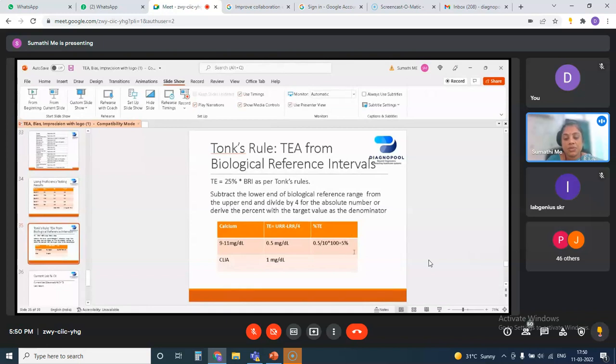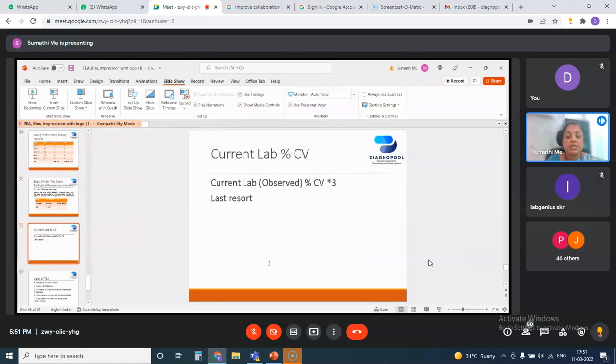So this is 5%. CLIA has defined the acceptable total error for calcium in absolute value as the target value plus or minus 1 milligram per deciliter. So this can be used if you do not have any other reference, and always the last resort should be this. We don't usually advise this. Still, you can consider your current lab CV, or you can take the average CV for some months and multiply by 3. That will tell you your allowable total error.